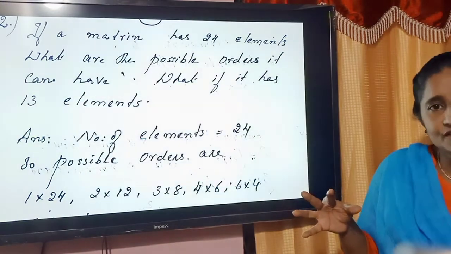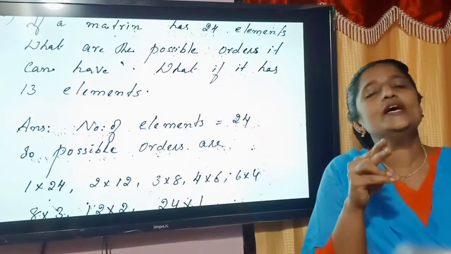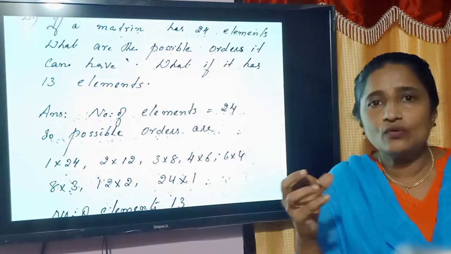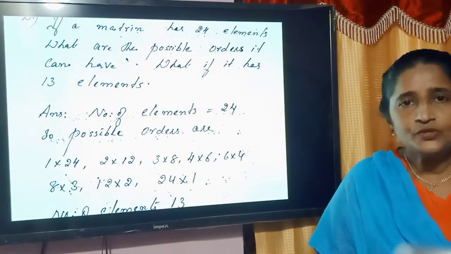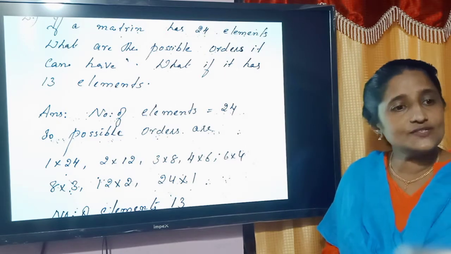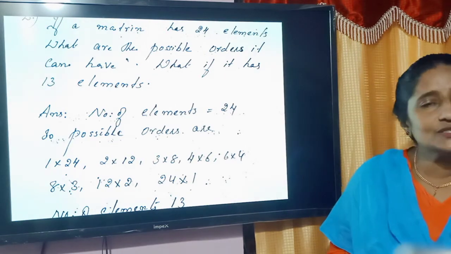Did you hear what I said? The number of elements is given as 24. Now, consider two numbers whose product is 24. What are the numbers? 1 into 24 is 24, or 24 into 1 is also 24. Similarly, 2 into 12, 2 12s are 24. 12 into 2 is also 24. Then 6 4s are 24, 4 into 6 is also 24.